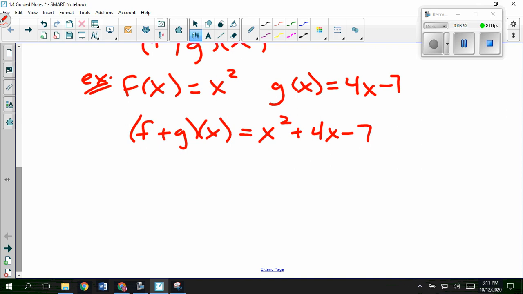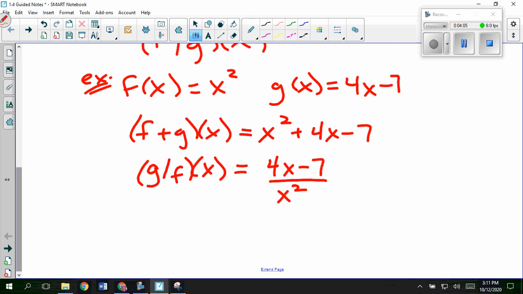I could also do something like, what is g divided by f of x? That would solely mean that I'm taking the g of x function and dividing it by the f of x function and creating a new function, also one that we've seen and dealt with. So combining functions algebraically is pretty straightforward. Understanding the notation is really the new part.